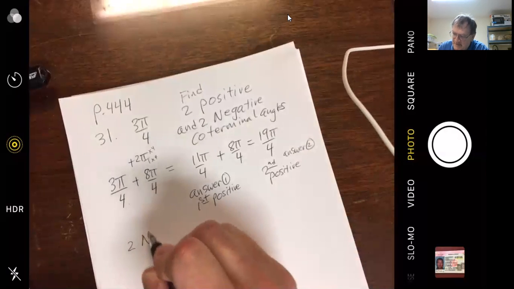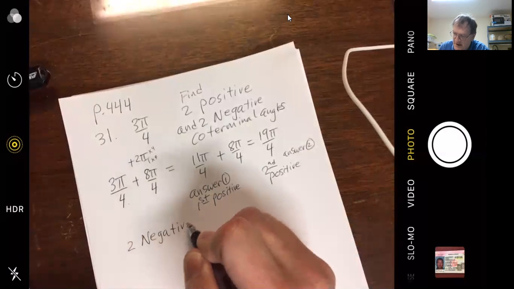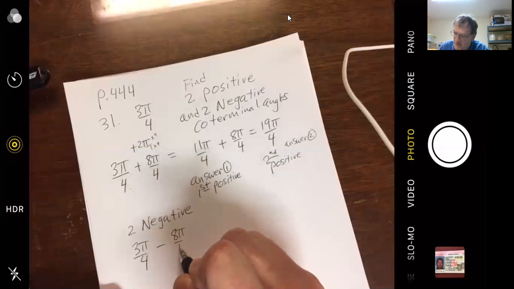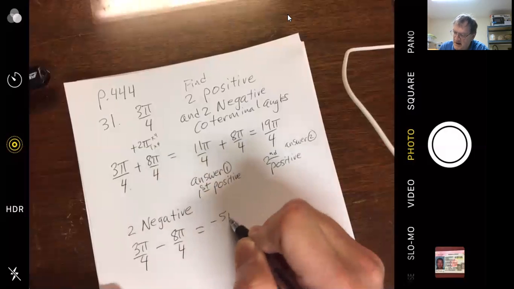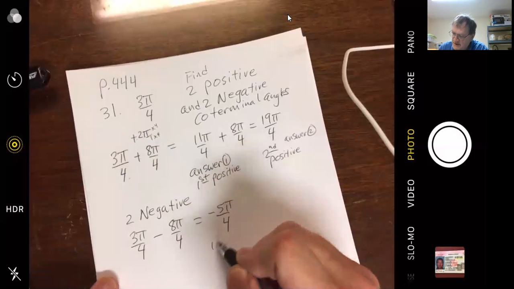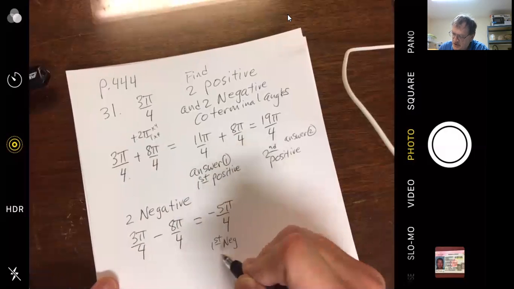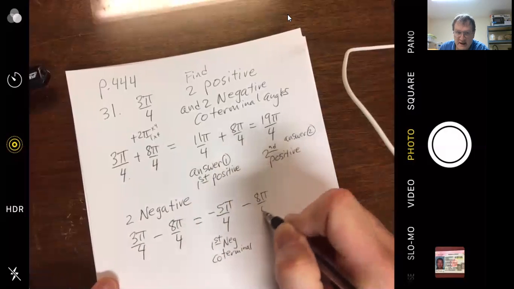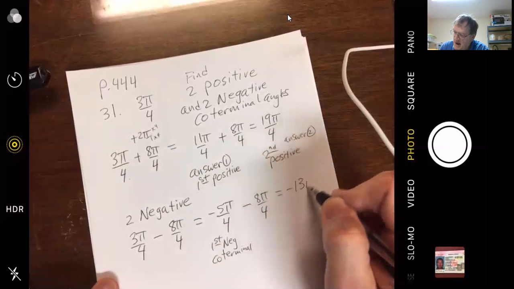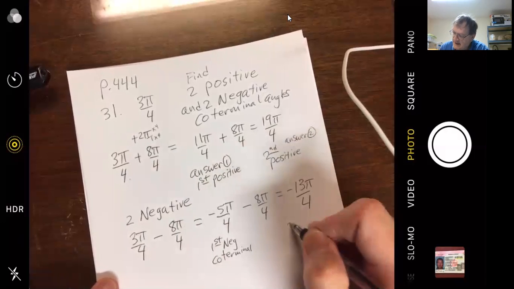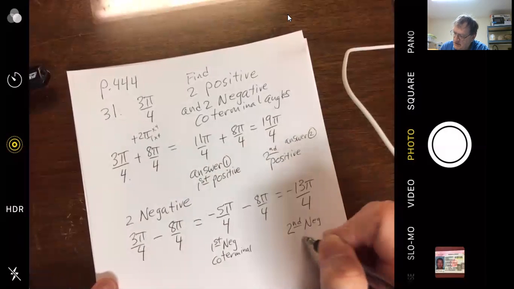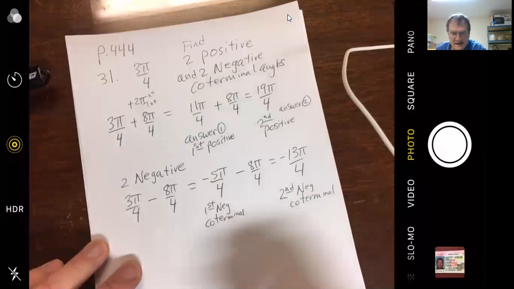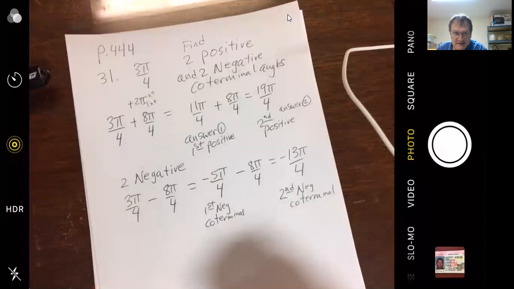All right, you want 2 negative. Hey, the Wi-Fi is working much better now. 3 pi over 4, subtract 8 pi over 4. You'd be at negative 5 pi over 4. First negative coterminal. Okay, subtract 8 pi over 4 again, and you'd be at negative 13 pi over 4. Second negative coterminal. Okay.